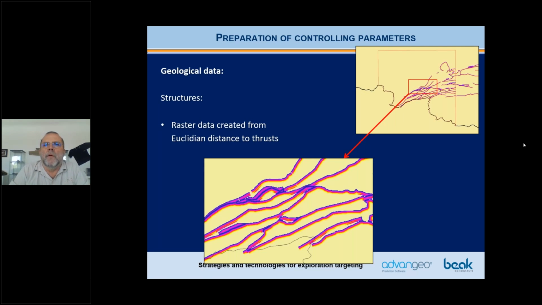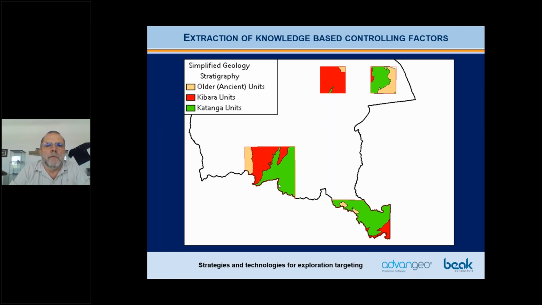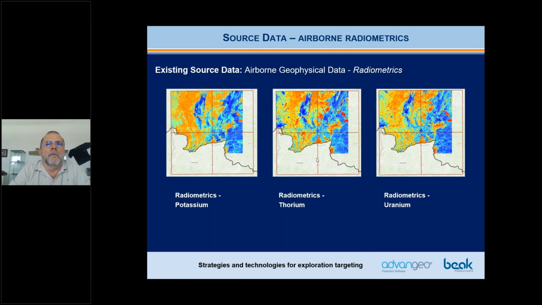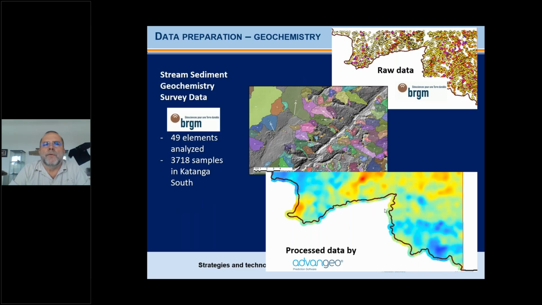So what do we have? We have these thrust faults. We have a simplified geology, this one, telling us about the general prospectivity, Kathanga. Then we have the thrust faults. We have airborne geophysical data, radiometrics and magnetics, and we have geochemical data, surface geochemical data, similar to what we have shown you already. We relate the sampling points to the catchment areas and then create gridded data covering the entire area.